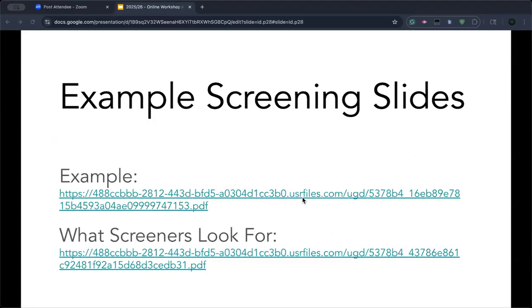So here are some example screening slides. I'll be pasting the link to both of these in the chat. Next slide.